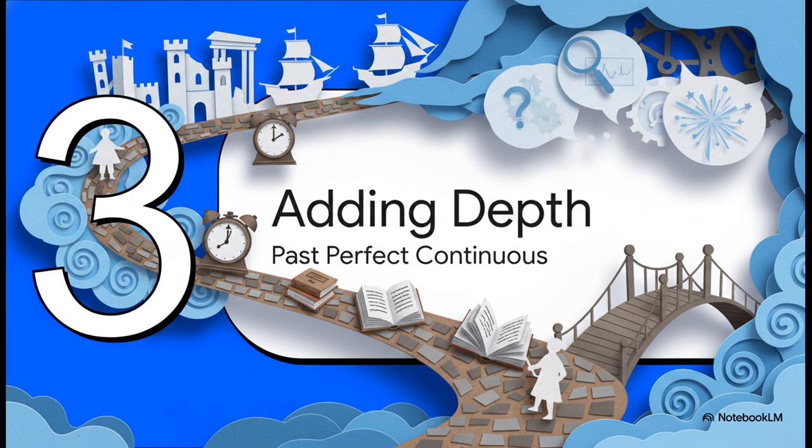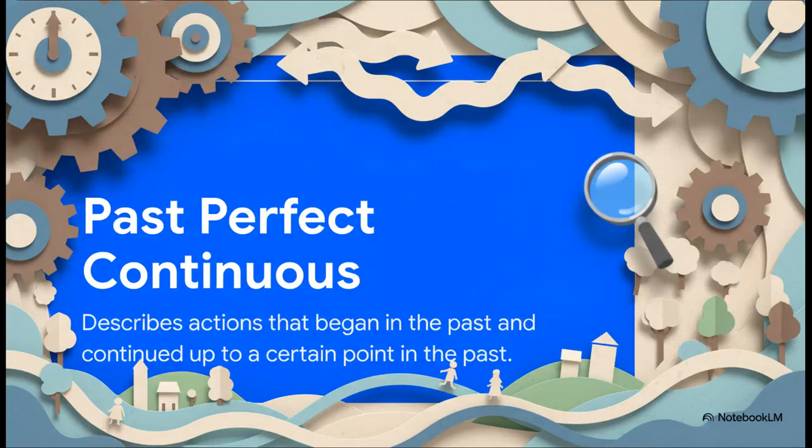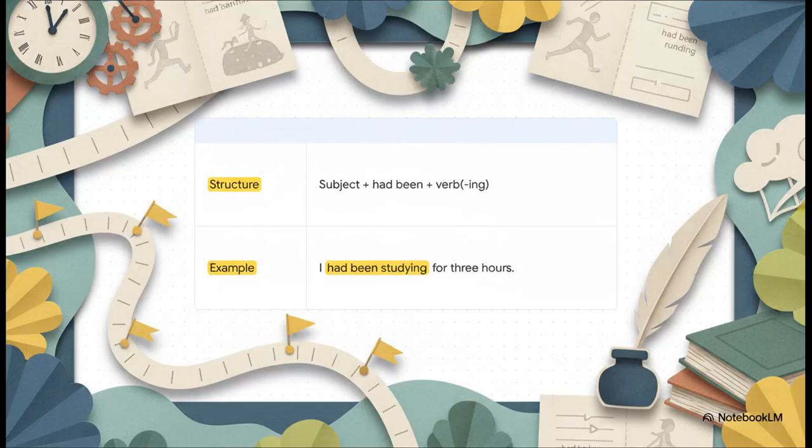That's great. But what about the events that led up to this moment? To get that crucial backstory, we need to add another layer of depth. This tense is basically our time machine. It lets us jump back to an even earlier point in time to explain the history of a situation. Its main job is to show you how long something was happening before the main story even began. And the structure here is also really consistent. It's always had been plus the ing form of the verb. It doesn't matter what the subject is.